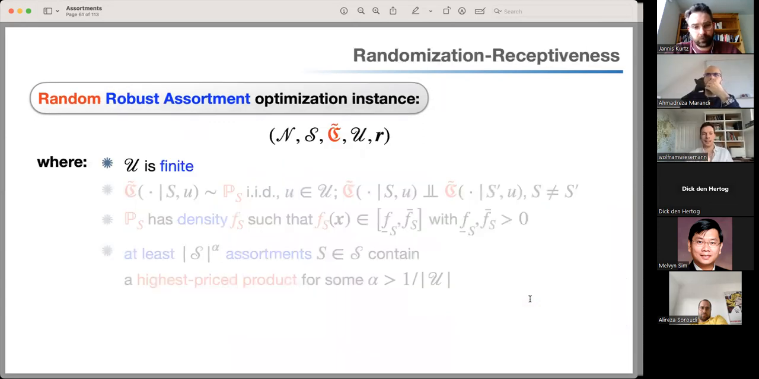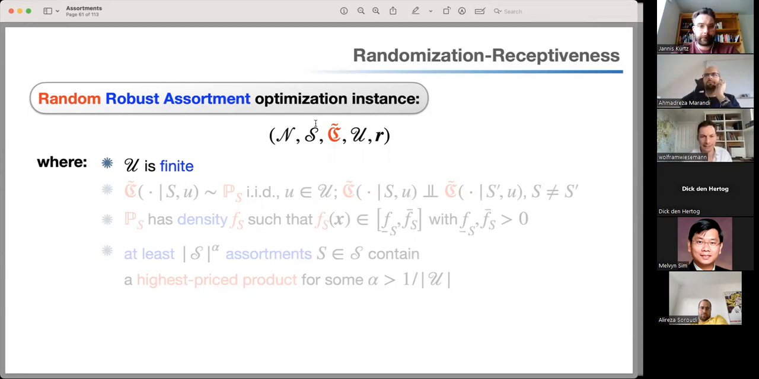Okay, let's now try to understand when randomization can help. I will try to address this question from two angles. The first one is by looking at random instances of the robust assortment optimization problem. And the second one will be by looking at particular choice models that are popular in practice. So let's first have a look at the first perspective.